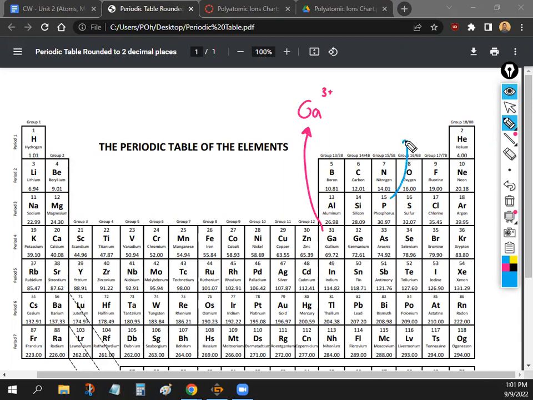Okay, and then phosphorus, what is the most common ion for phosphorus? Yeah, 3 minus. Good. So you guys are getting the habit already, reversing it. Okay. Any questions about that?